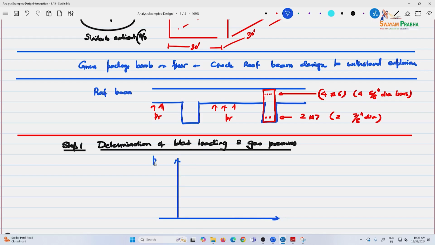So let's say this is P versus T. The reflected pressure is PR versus T, and the gas pressure is PG. So this is, let's say, TD, and this is TG.